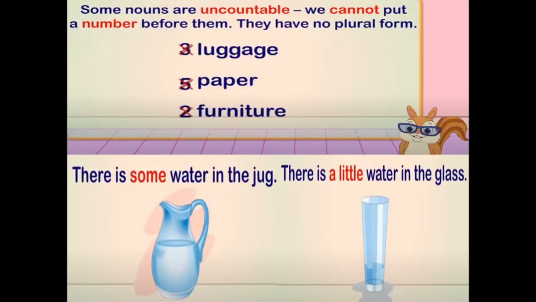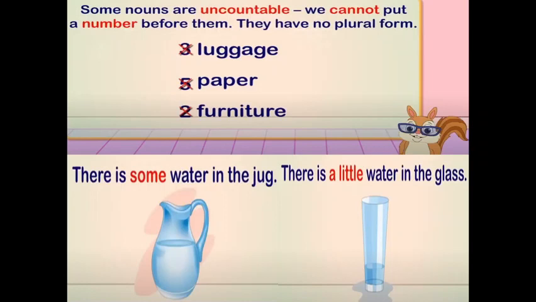Some nouns are uncountable. We cannot put a number before them. They have no plural form. Now some nouns are uncountable. We cannot count them in number. And also they do not have any plural form. So such things are called uncountable nouns. So here examples are given. Luggage, paper, furniture. As you can see, there is no plural form for them and numbers also cannot be given to these. So a few examples we'll see now.